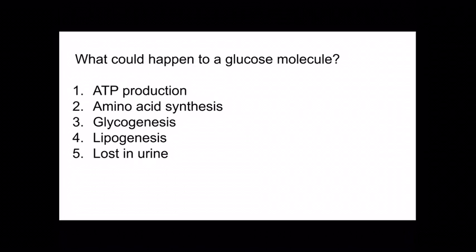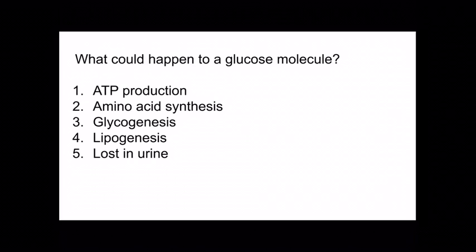So that's something that could happen to glucose. Another thing that could happen to glucose is lipogenesis. So this is the making of lipids. If we have our energy needs met, we have our amino acid needs met, we have our glycogen stores full, and we still have plenty of glucose around, then we're going to start converting some of that glucose to lipids. Because we can only store so much in the form of glycogen, but we can almost endlessly store lipids. And so we'll convert glucose to lipids and store them away for future use. So that's the fourth thing that could happen to any given glucose molecule that comes into the body.